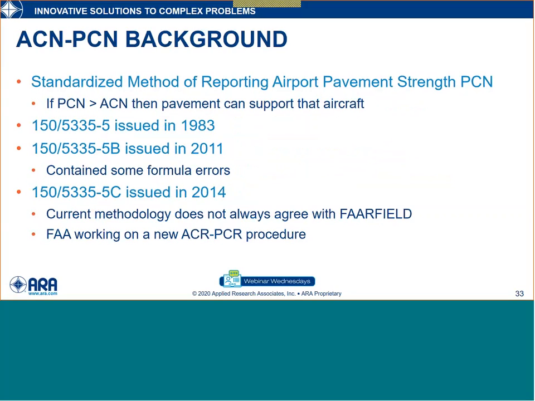This is the advisory circular that covers how you do ACN-PCN analysis. It first came out in 1983. The methodology was completely revamped and changed in 2011. They went to a cumulative damage factor approach, and the latest version of that, 5C, came out in 2014. I just want to mention that it is a different procedure from FAARFIELD, and you will occasionally get different results. There are some edge cases where you might design a pavement with FAARFIELD, and then you run those same design inputs through COMFAA, and it would tell you that your pavement was insufficient for your traffic. That doesn't happen often, but it is a known issue, and that's one of the reasons the FAA is currently working on a new ACR-PCR procedure that will ultimately replace the ACN-PCN.